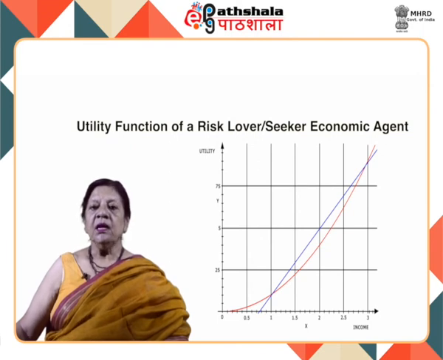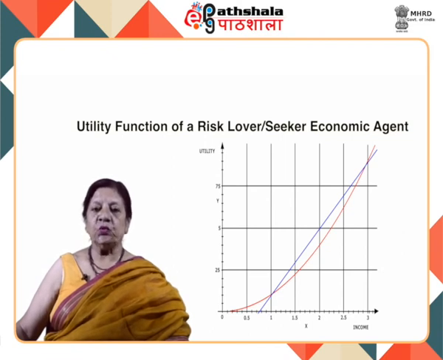However, the expected utility of the outcomes, E[u], is [0.5 × 1 + 0.5 × 9], which is equal to 5. It can be seen that the expected utility of the risky prospect is actually greater than the utility of the expected income. Consequently, the economic agent will prefer this risky prospect to one with a certain income of 2 units.